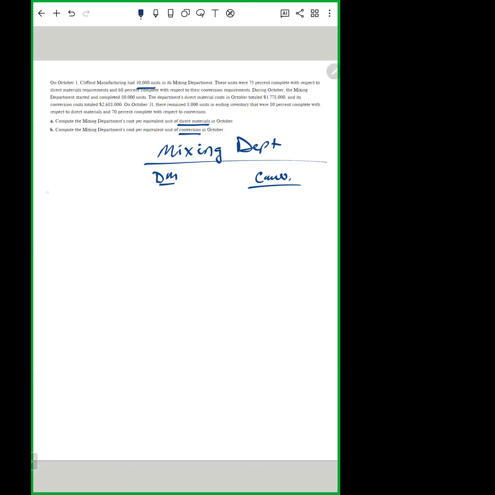All right. So beginning here, we have 10,000 units. However, with respect to direct materials, it's 75%, and with respect to conversion, it's 60%. So this is 7,500 and 6,000. Oh, no, wait a minute. No, nope. I just did what I just told y'all not to do.